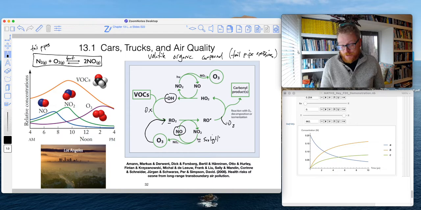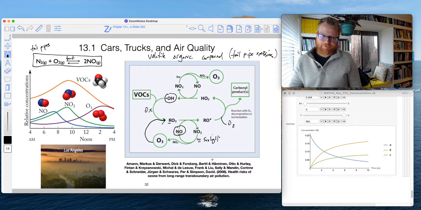But now, as you can see what happens, a new cycle is created. This reaction of RO plus O2 will make HO2, which will then react with NO to form another NO2, another ozone, and another NO, and more HO2. So you can see here, the only inputs for this thing are VOCs and sunlight.